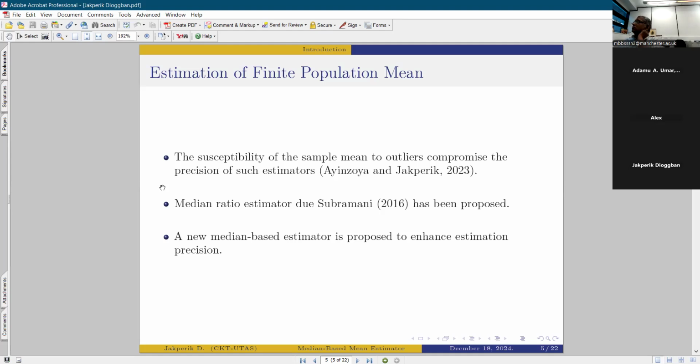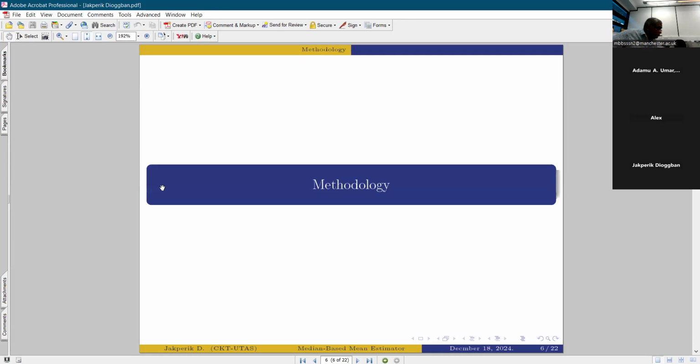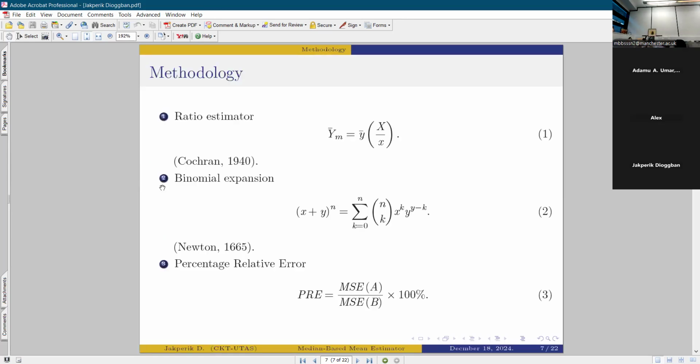Now, motivated by this, I propose a modified ratio estimator, which is the mainstay of this study. And the intention is to ensure that we improve in the bias as well as the precision of the mean estimates. So at least some few of the methods that will be used in this study: the fundamental building block will be the ratio estimator, which is given in equation 1.